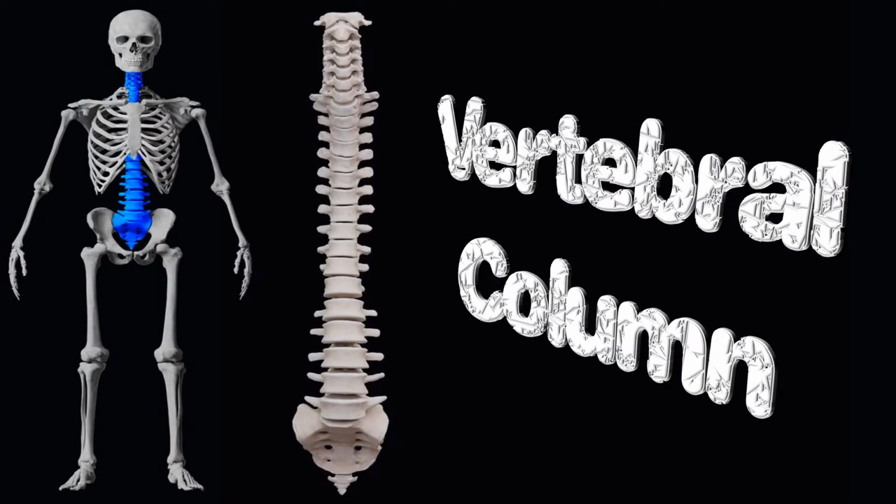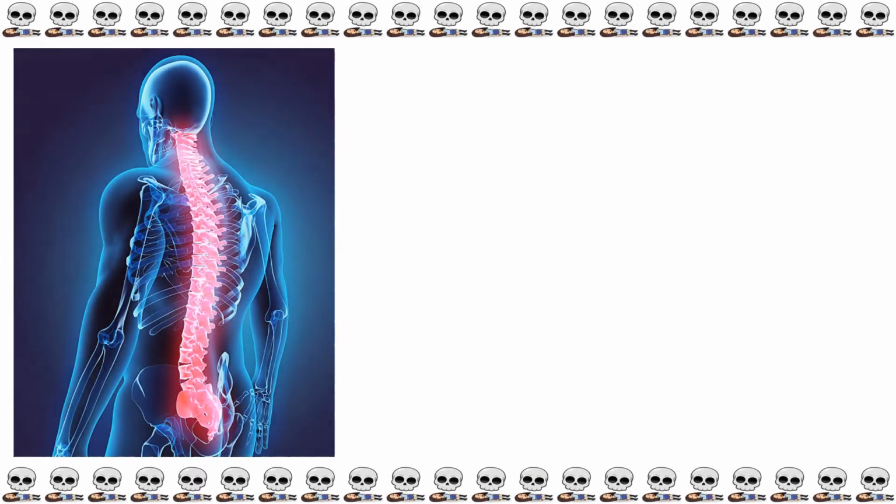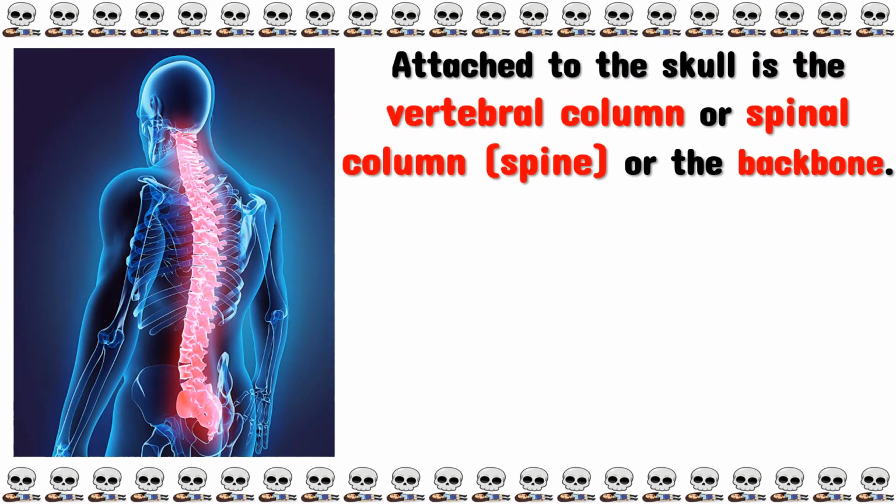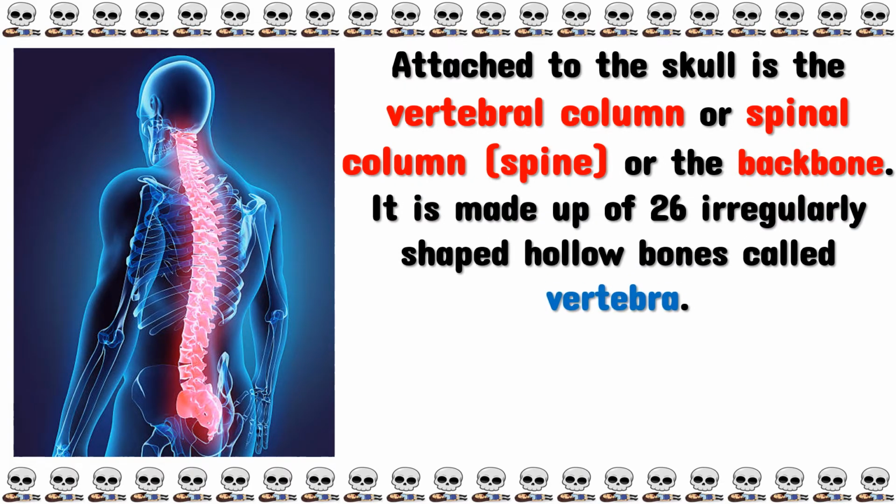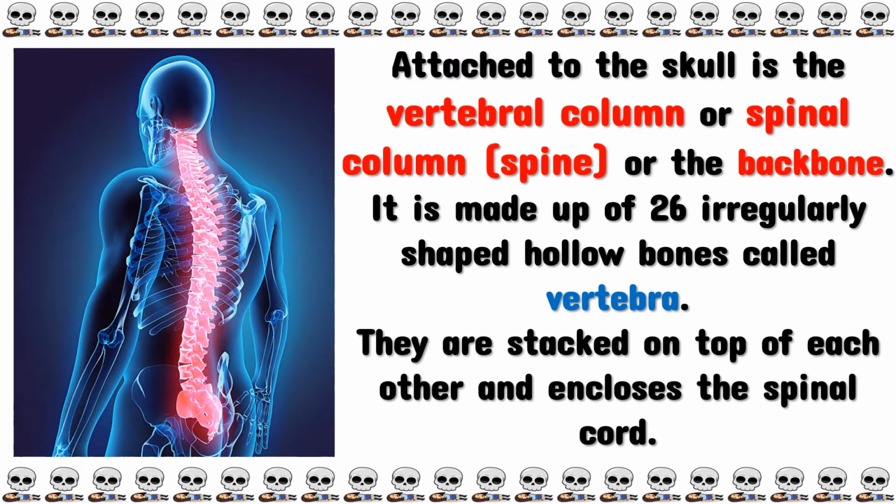Let's now proceed to the vertebral column. Attached to the skull is the vertebral column or spinal column, or simply the spine, or the backbone. It is made up of 26 irregular shaped hollow bones called vertebrae. They are stacked on top of each other and enclose the spinal cord.